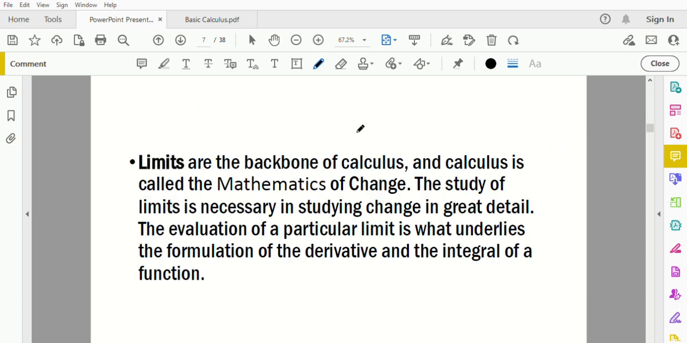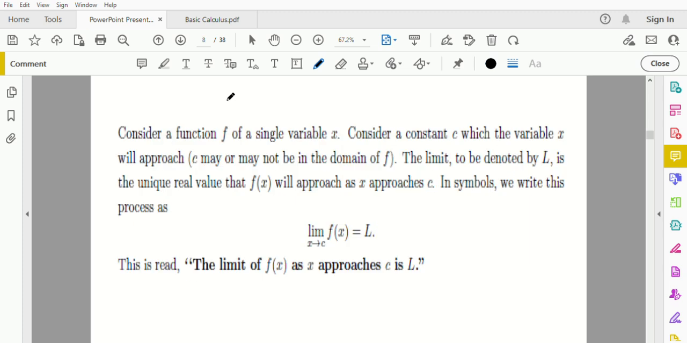Limits are the backbone of calculus, and calculus is called the mathematics of change. The study of limits is necessary in studying change in great detail. The evaluation of a particular limit is what underlies the formulation of the derivative and the integral of the function. Before discussing derivative and integral, we'll study first the backbone, which is the limits.